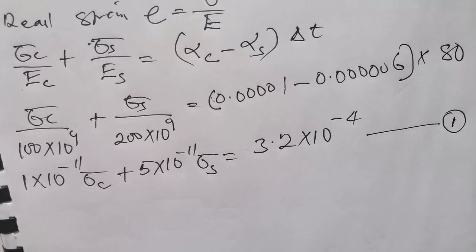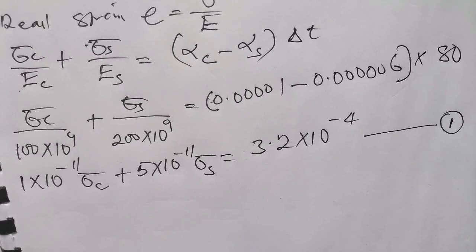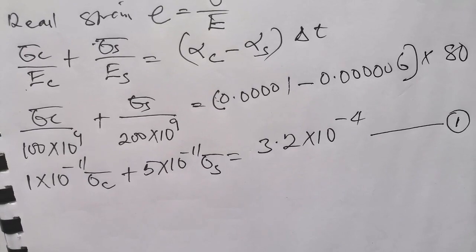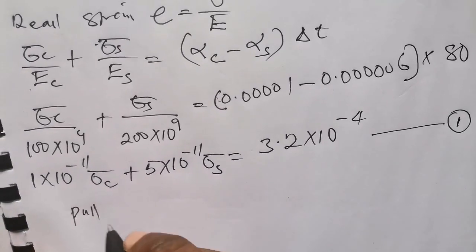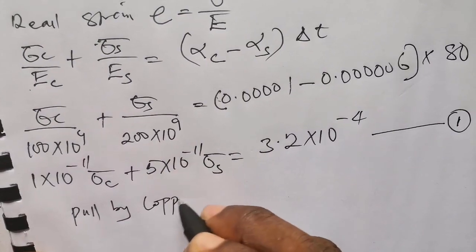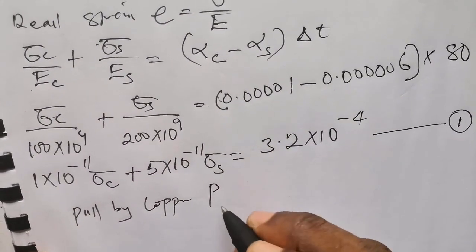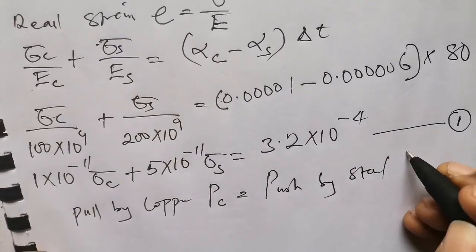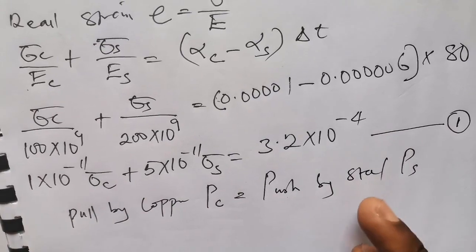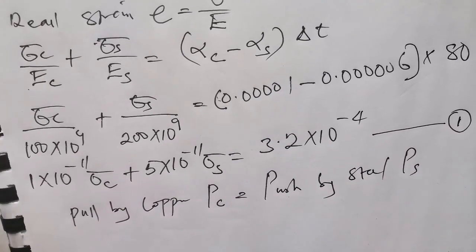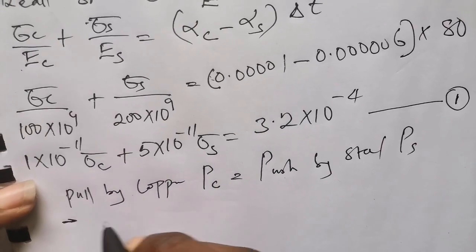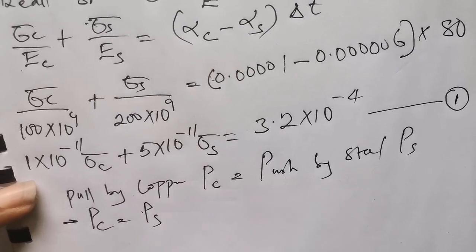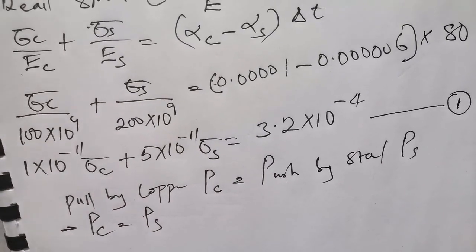The push experienced by the material with lower thermal expansivity is equal to the pull exerted by the material with higher thermal expansivity. So that simply means that pull by copper, that's simply PC, is equal to push by steel, that's simply PS. Now, this pull and this push are simply what? Force. So this is telling us that the load or the force on copper is equal to the force on steel. That's what the equation is simply saying.